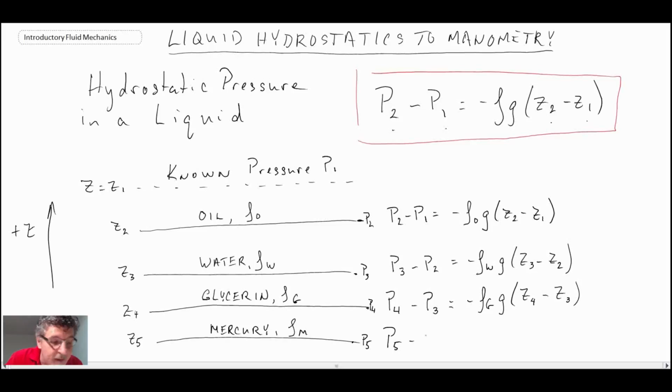And then finally for the bottom, P5 minus P4 is equal to minus the density of the mercury, times the gravitational constant, times the difference in thickness, which would be Z5 minus Z4. So we have all of these equations, but let's say we want to know P5, the pressure at the very bottom. What we would need to do is combine all of these equations together, and that would then enable us to determine it. So let's proceed and take a look at that.